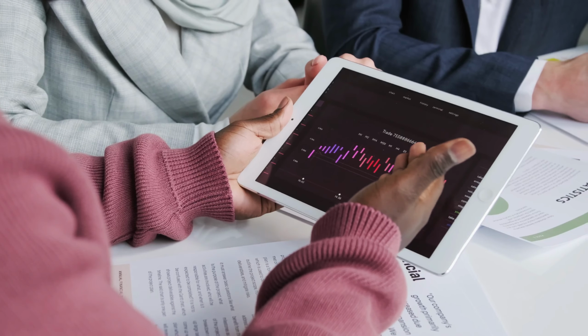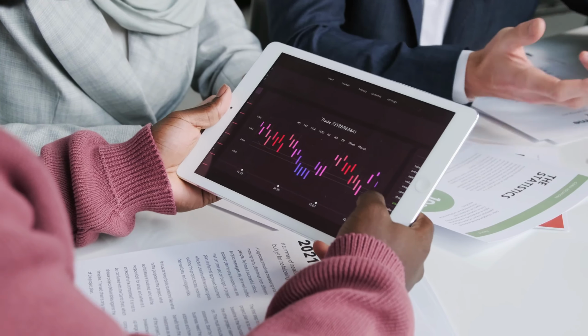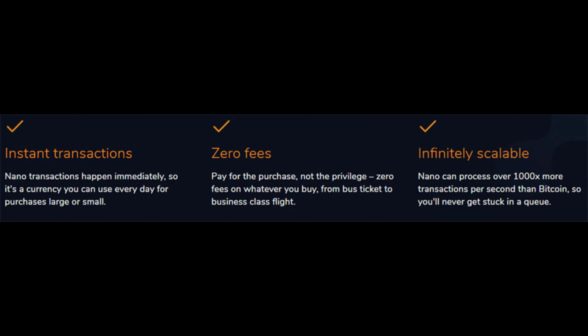The transfer of Nano's network creates two separate transactions. One is a send transaction that deducts the amount from the sender's ledger, and the second is a receive transaction which adds the amount to the receiver's ledger. Each send attempt references the previous block on the sender's blockchain. The DAG network's ability to solely record account balances can lead to, theoretically, infinite scalability.